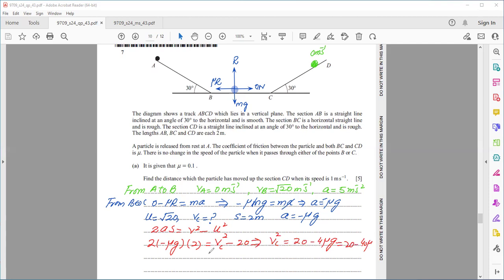Now I have to discuss the last scenario, just like this one. The distance is already given, that is 1 meter. The initial velocity at point C I have already calculated: the square of the velocity is 20 minus 40 mu. Now, what will you do? You have to find the acceleration from C to D.